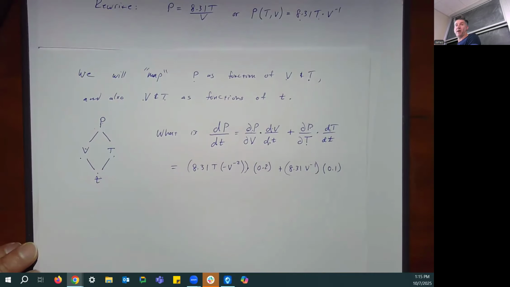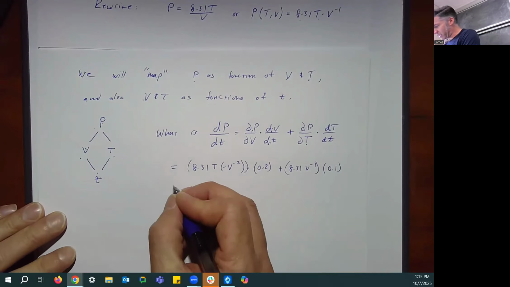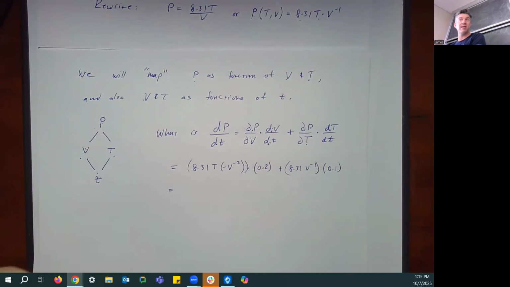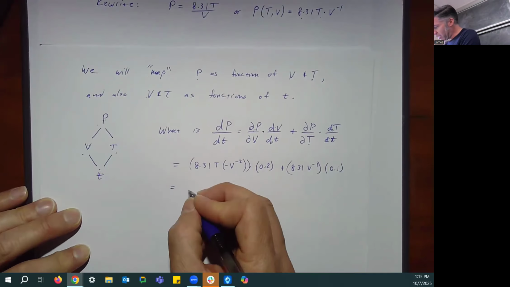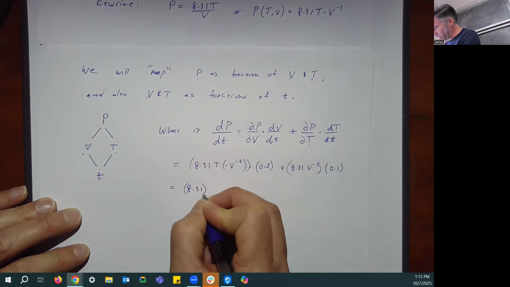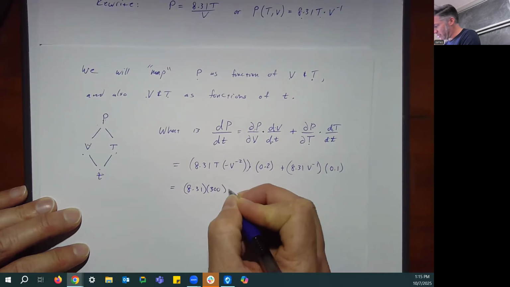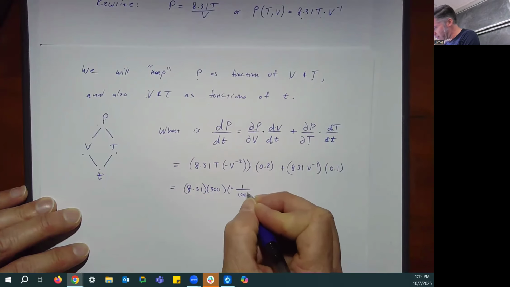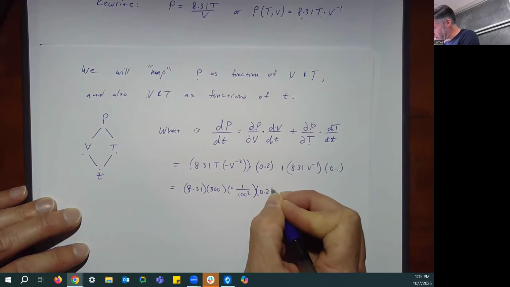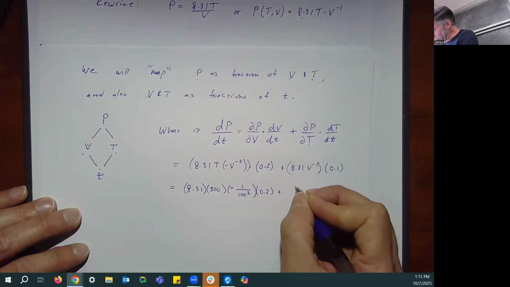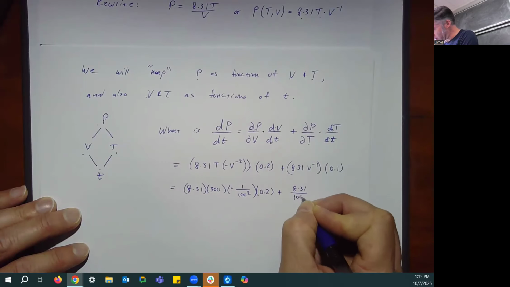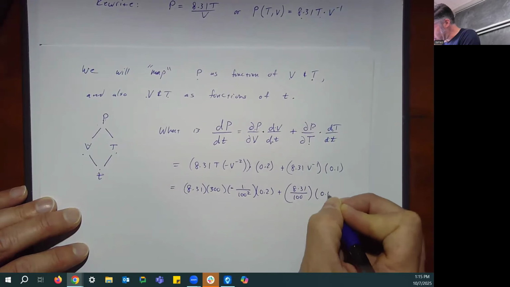And then we're going to plug in the values we know, right? We were told in this problem that the volume was 100 liters at the moment we're looking at, and the temperature was 300 degrees Kelvin at the moment we're looking at. This is where the numbers are awful, but hopefully the idea is not too awful. The numbers are going to be 8.31 times 300 kelvins times, I'm going to rewrite this as negative 1 over 100 liters squared, times 0.2, plus 8.31 divided by 100 liters multiplied by 0.1 liters per second.